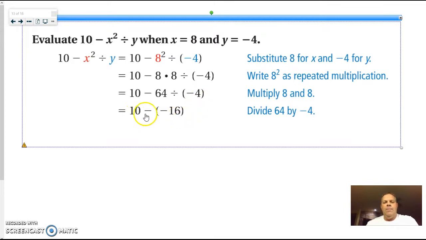So I now have 10 minus negative 16. When I subtract, I add the opposite, so I have 10 adding positive 16. 10 plus 16 is 26.